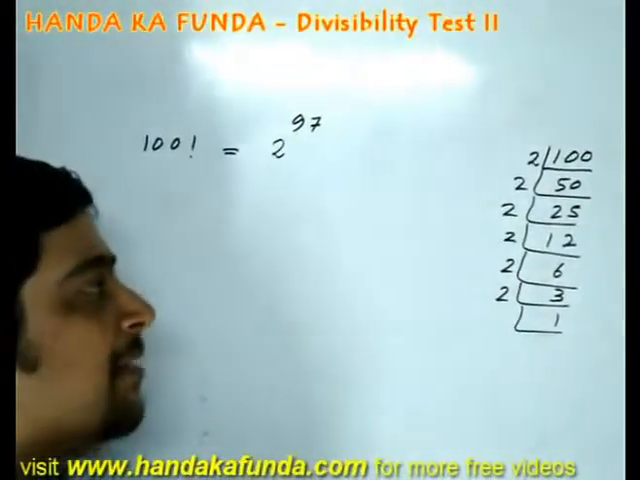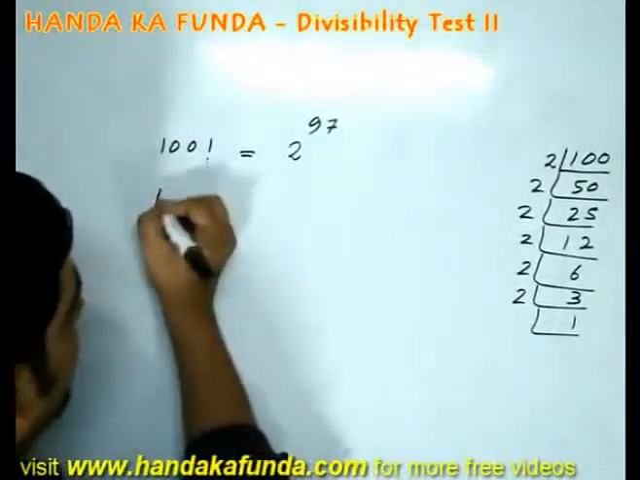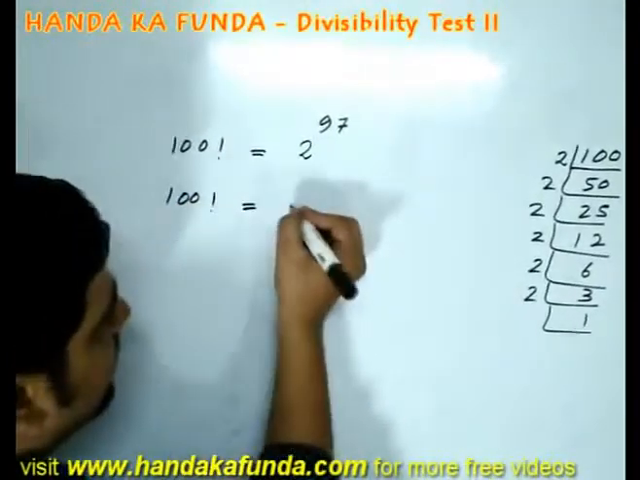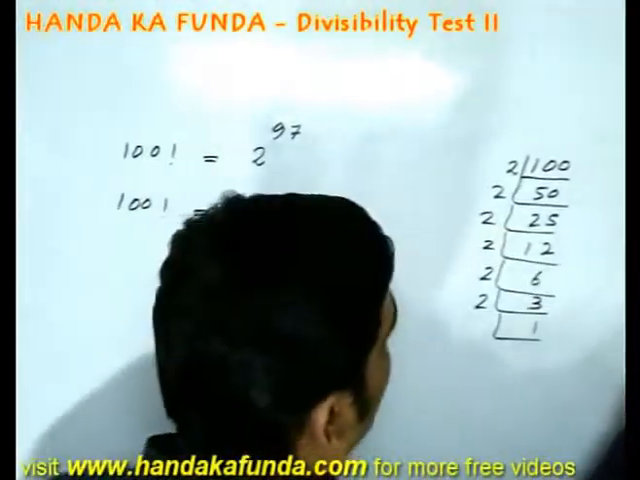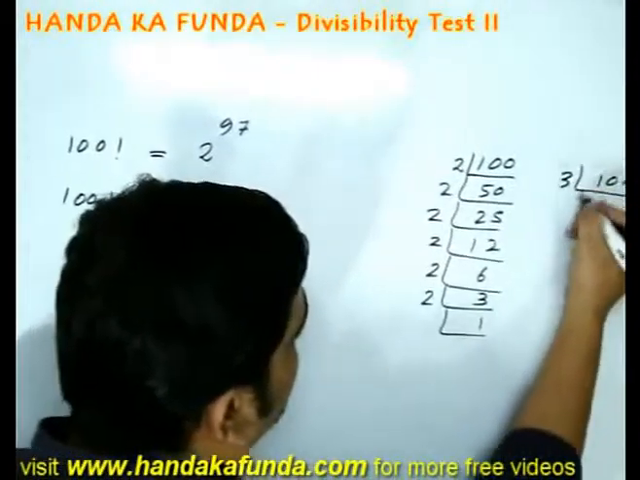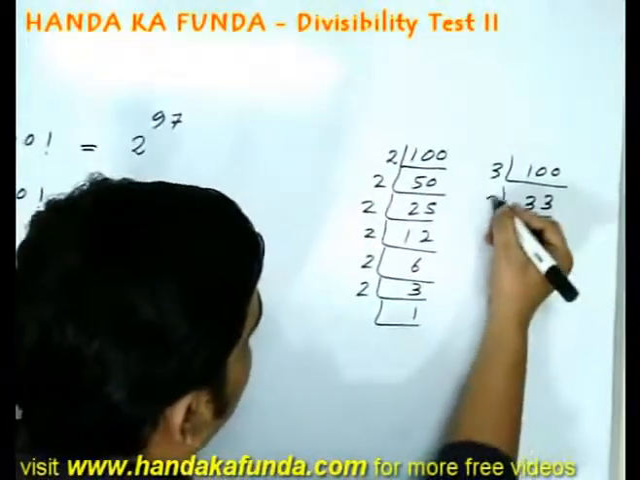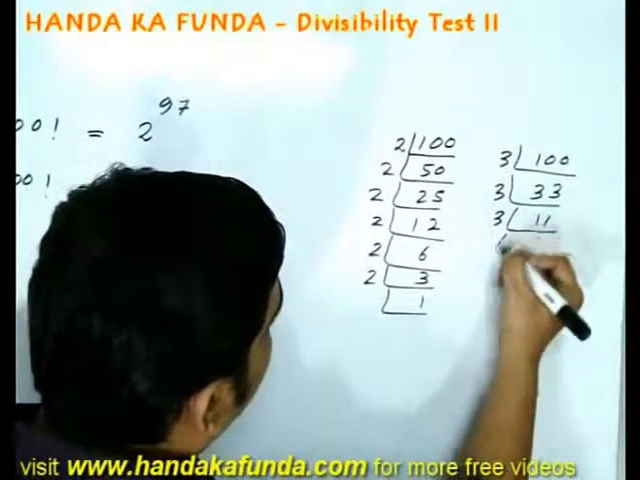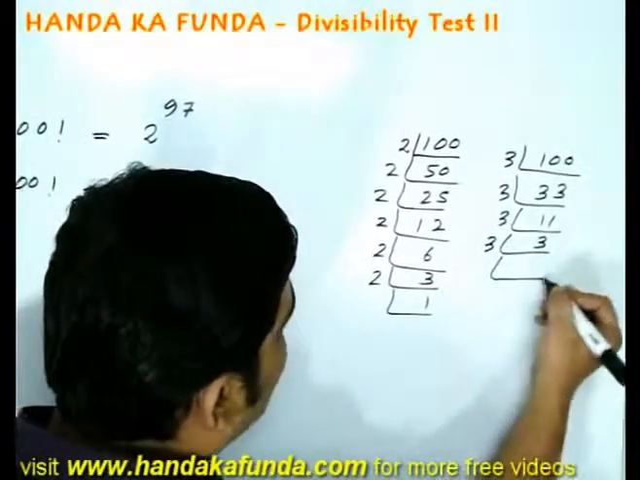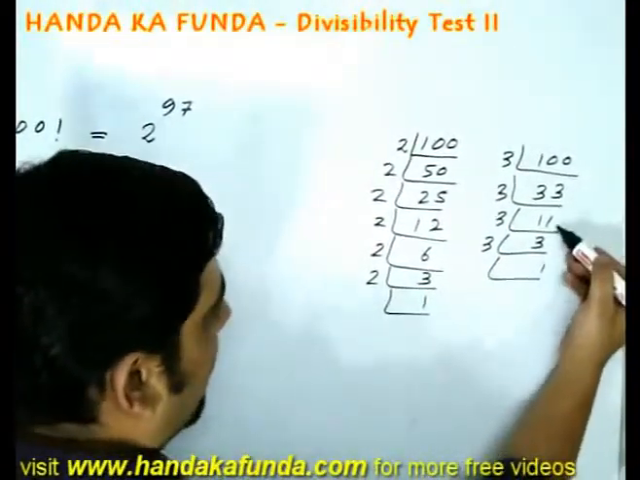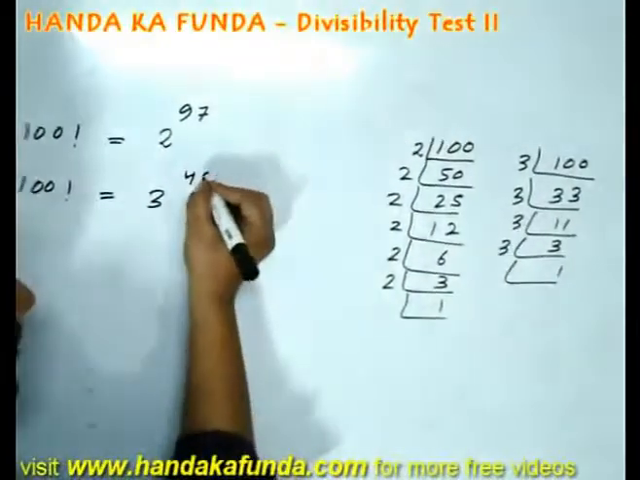What will be the highest power of 3 in 100 factorial? Once again, I will divide it by 3, so I'll get 33, I'll get 11, I'll get 3 and I'll get 1. That is 44 and 4, 48.